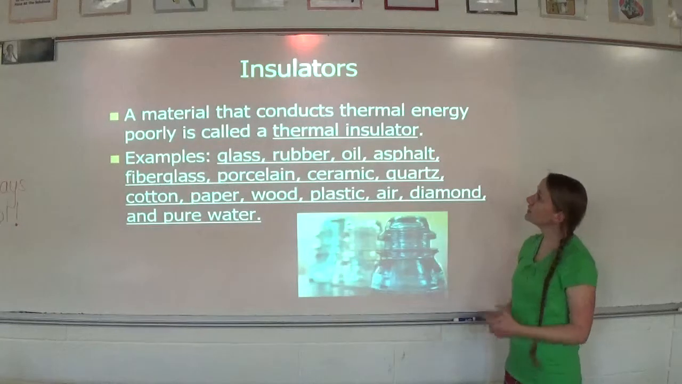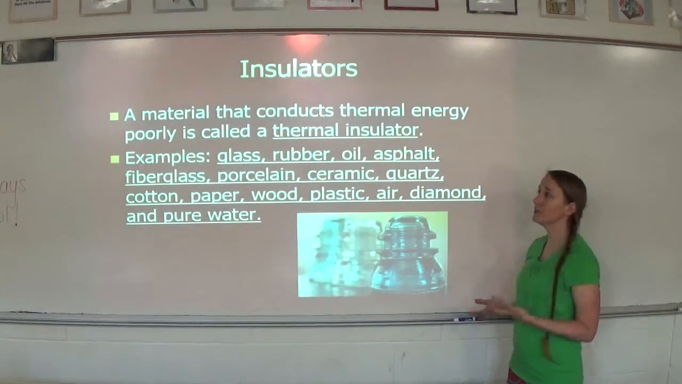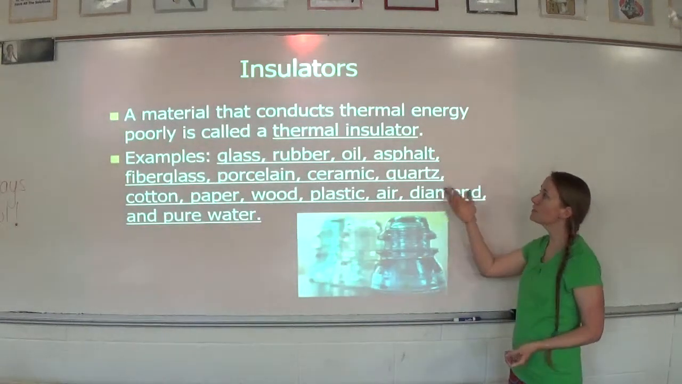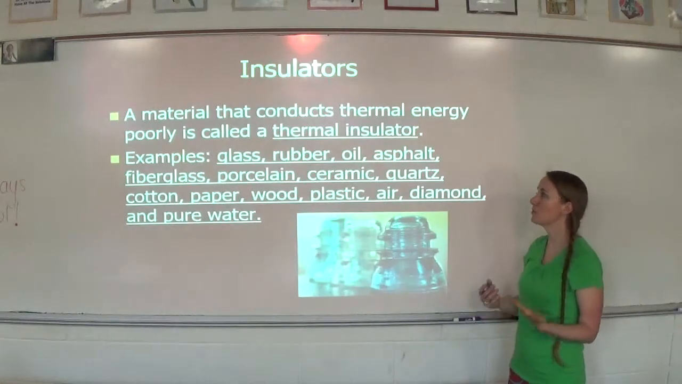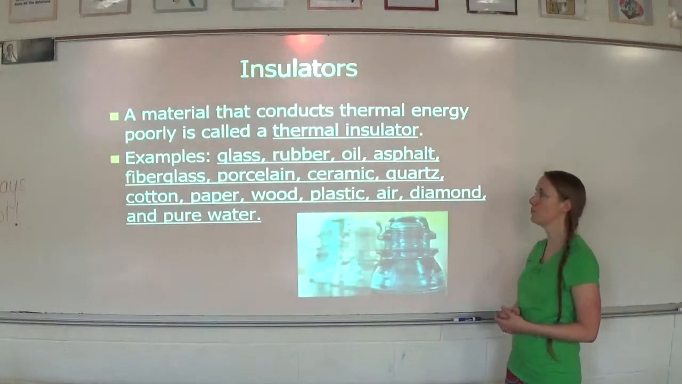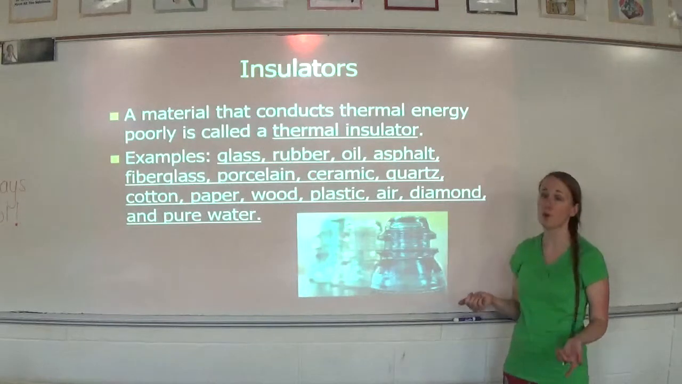A material that conducts thermal energy poorly is called a thermal insulator. Examples include glass, rubber, oil, asphalt, fiberglass, porcelain, ceramic, quartz, cotton, paper, wood, plastic, air, diamond, and pure water.